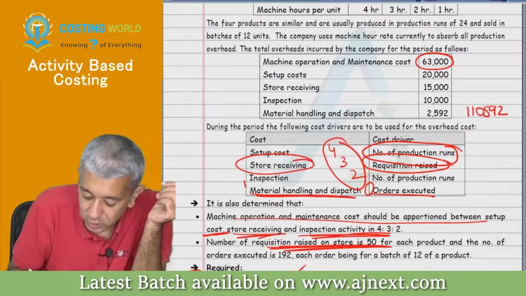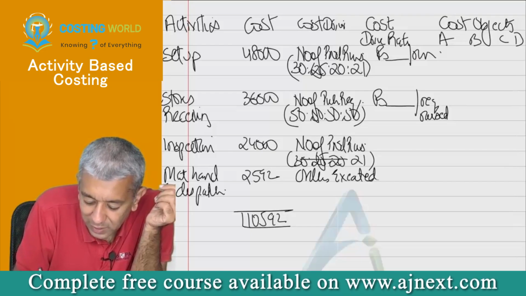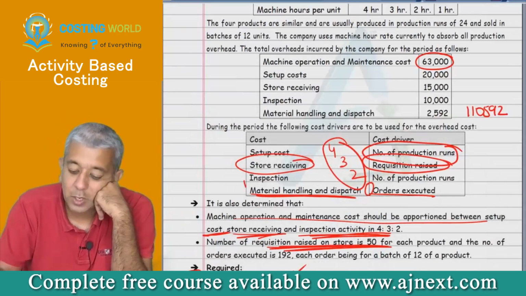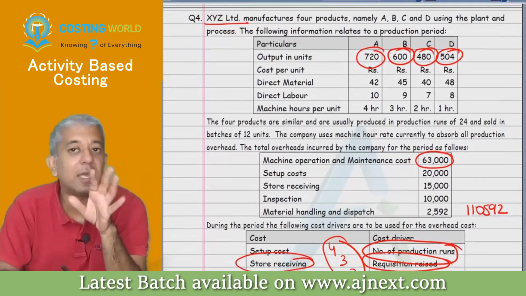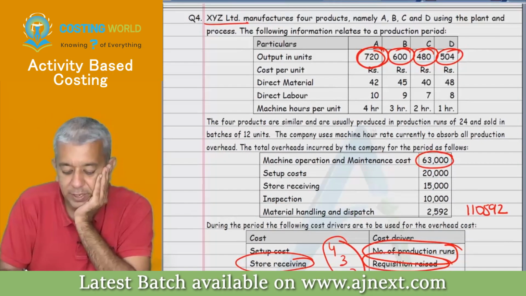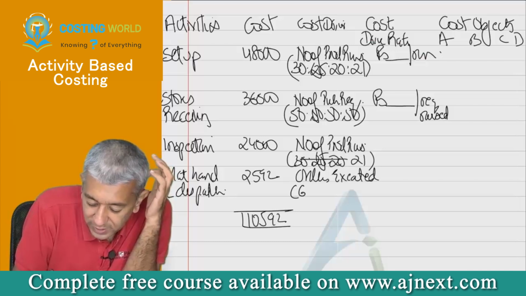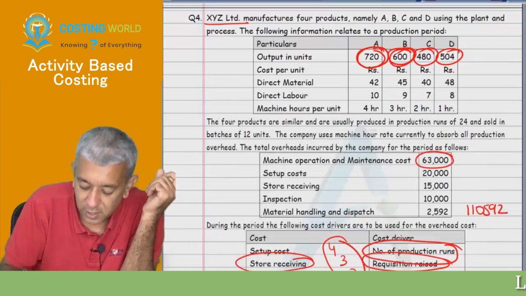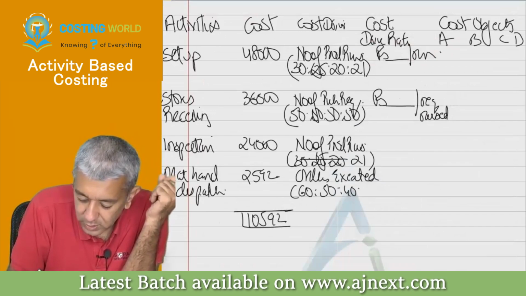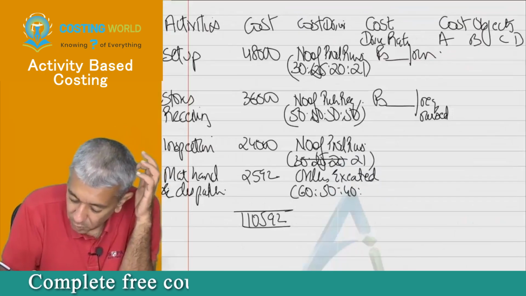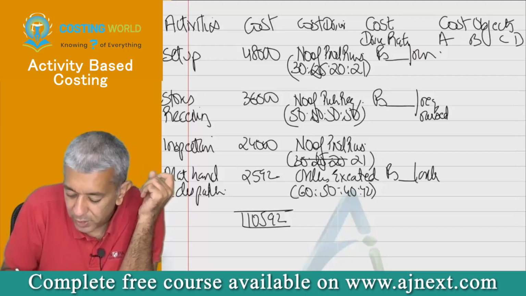Last, material handling and dispatch. The cost driver is orders executed. Now everybody will tell me, how are you going to get orders executed for product A? 720 divided by 12, because whenever we sell in lots of 12 units. So that will be 60, then 600 upon 12 will be 50, then 480 upon 12 should be 40, then 504 upon 12 in this case should be 42. Obviously you will be getting some rate per order. The moment you do that, this will be all over.